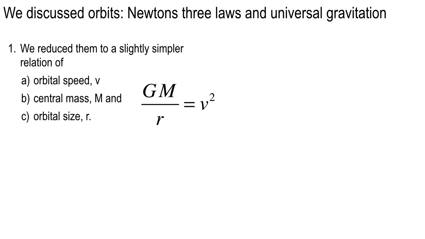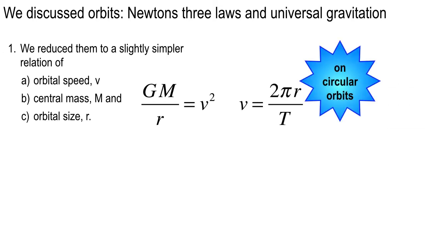Matter of fact, this is actually one way that we figure out the mass of Jupiter and Saturn and stuff, by timing their satellites, their moons, timing the rings. Stuff like that, and you can figure out capital M. Now, on circular orbits, we have this fairly simple expression for the orbital speed: 2 pi r, the circumference, divided by the period of the orbit, capital T. We talked about that before.